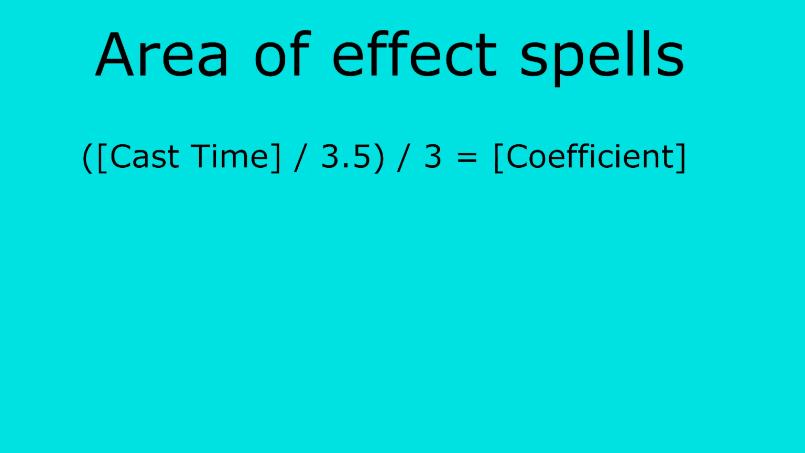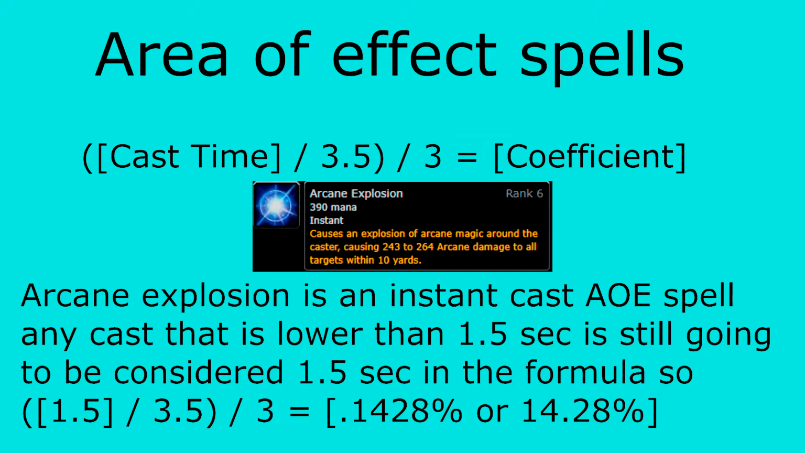So area of effect spells is where it starts getting interesting. AoE spells are basically considered any spell that is AoE but does not require you to channel it. As we look at Arcane Explosion, you can see that it is an instant cast, so it is automatically considered 1.5 seconds in the formula. With that being said, if you put all this together, you end up getting a 14.28% coefficient for Arcane Explosion.